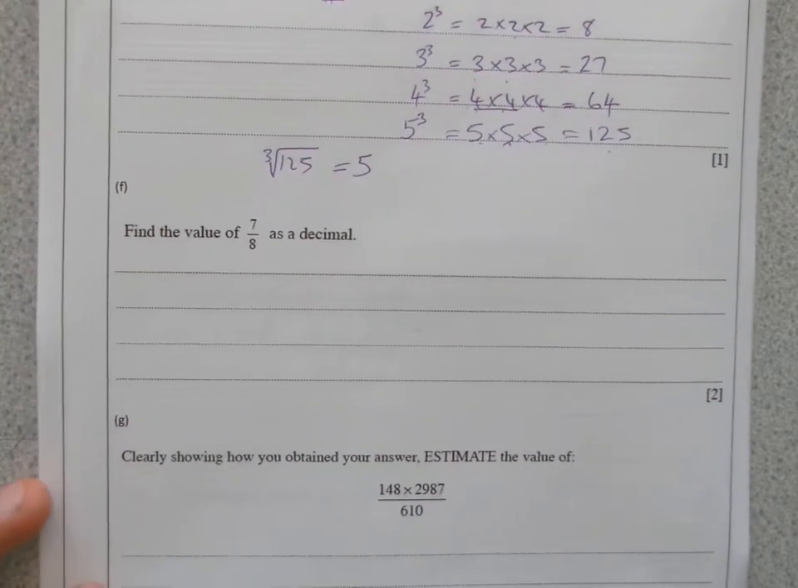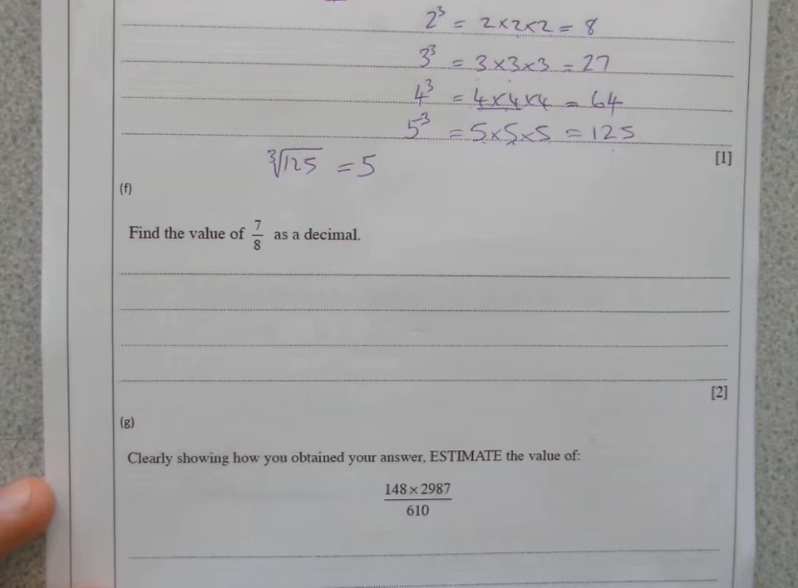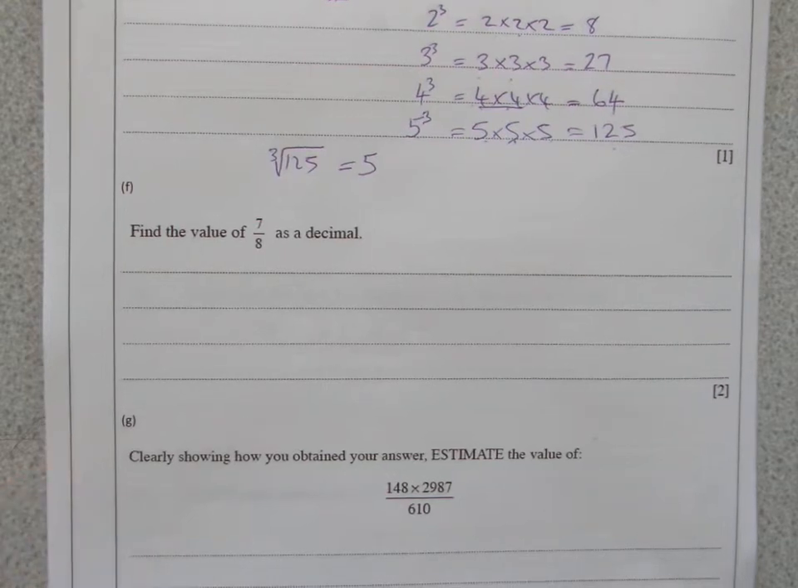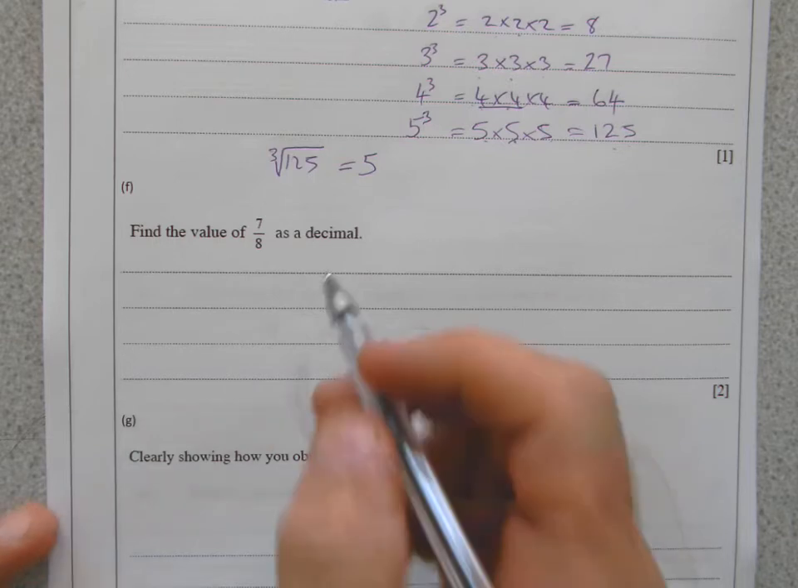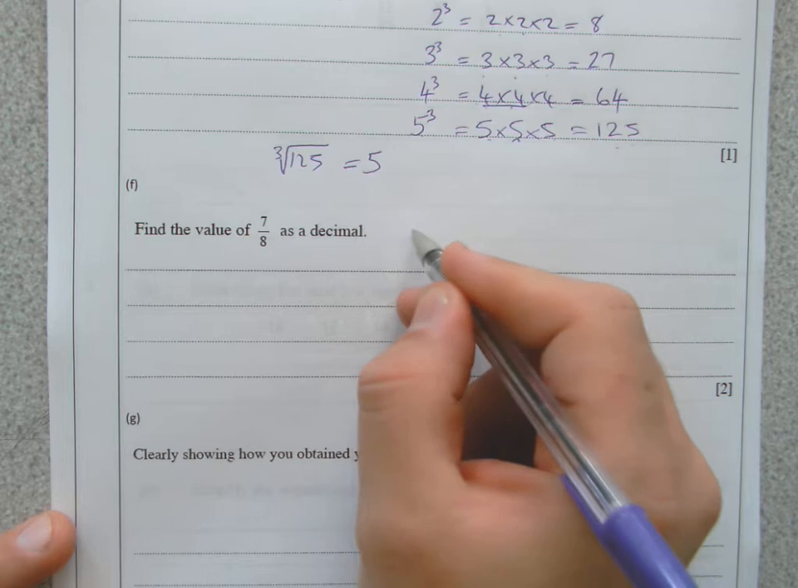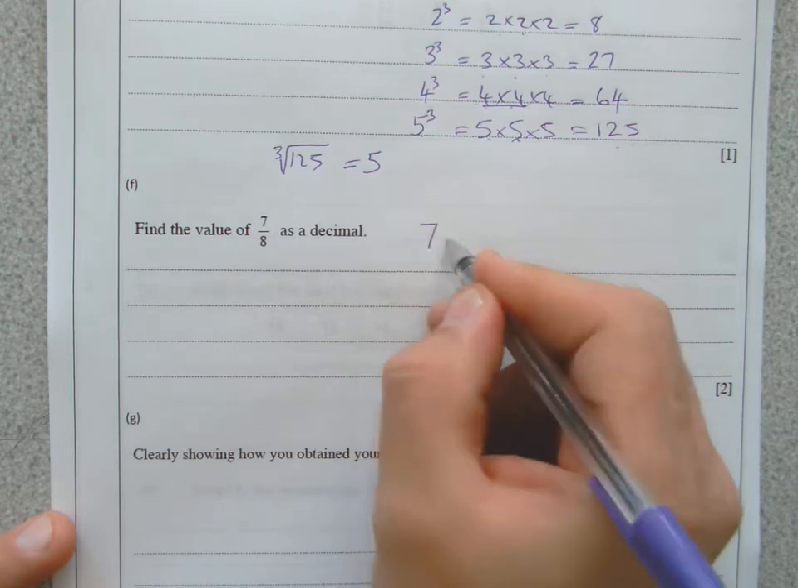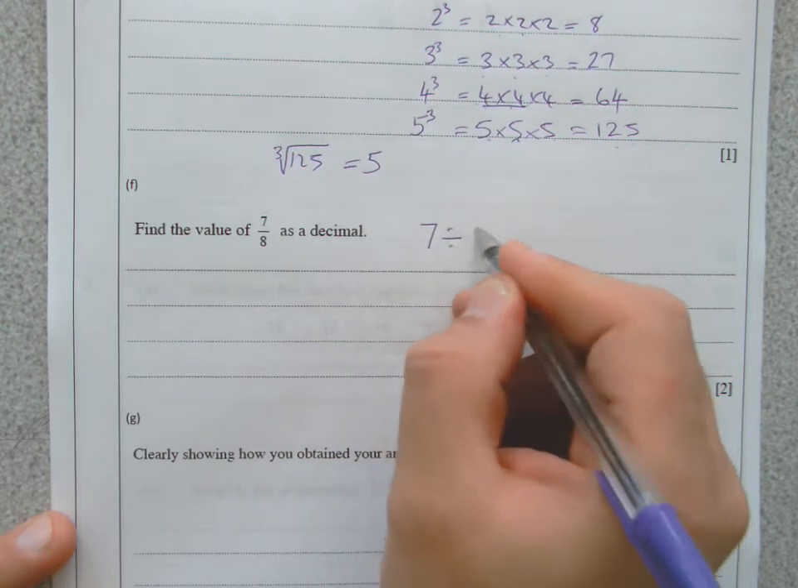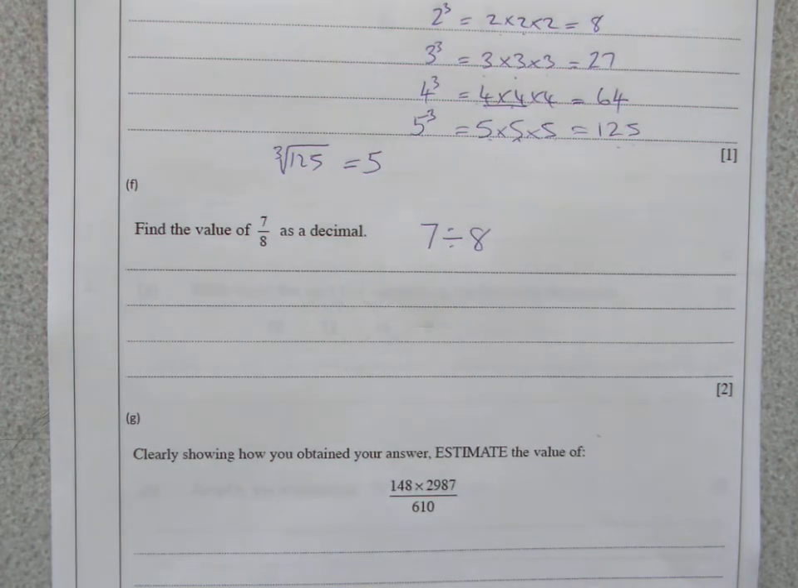Right. Next part, write 7/8 as a decimal. Okay, now you might know what this is. You might understand what an eighth is as a decimal. You can work it out. One other way you could do it though is the bus stop method. And 7/8, you would write as 7 divided by 8. That's what 7/8 means, isn't it? 7 out of 8, 7 divided by 8.